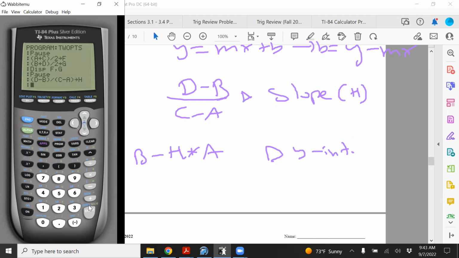So I'm gonna do y coordinate minus slope times x coordinate. The y coordinate minus slope times x coordinate. That's gonna be my y-intercept. So what I'm doing over here, b minus h times a, gives the y-intercept, because of isolating b, the y equals mx plus b. That's not bad. You could do A minus C, but you have to do B minus D up top then. It's up to you. So what do you have?